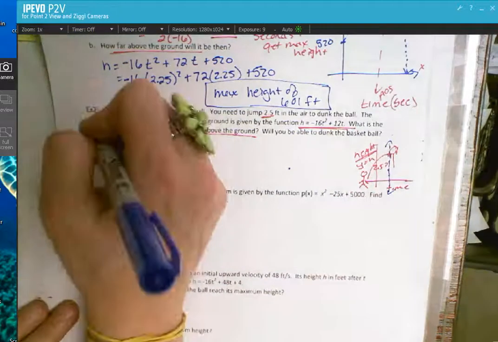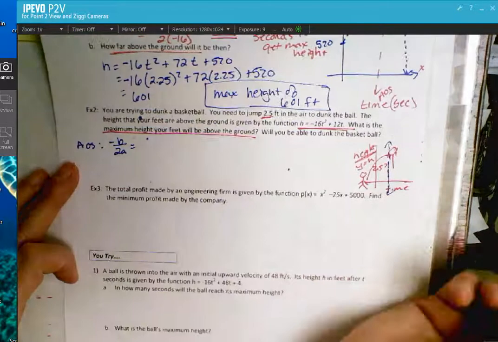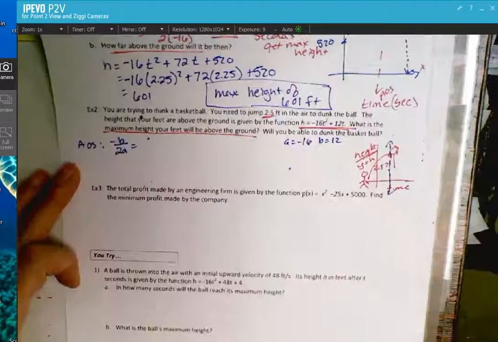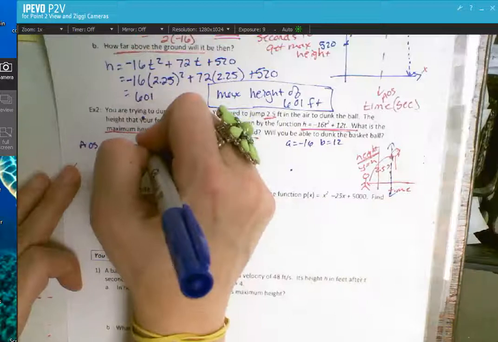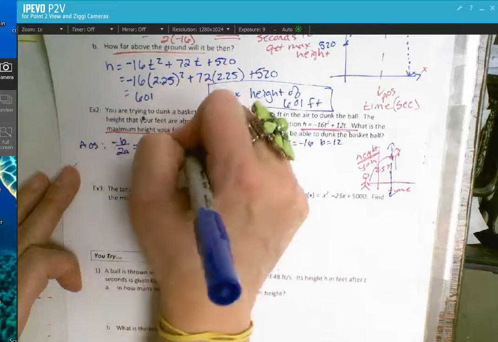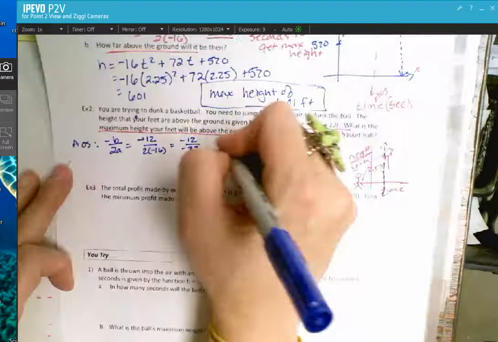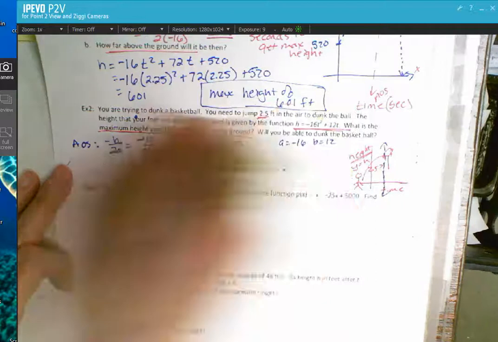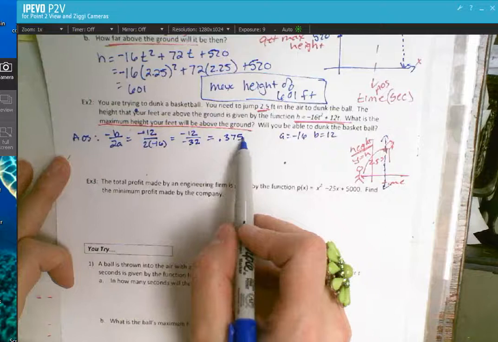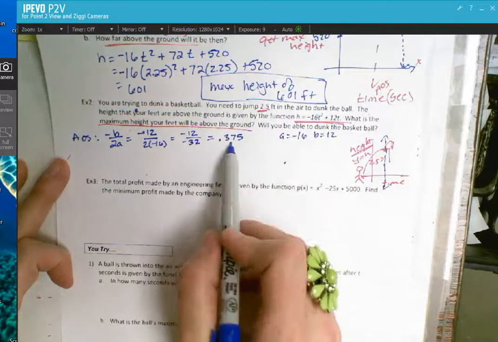So I'm going to start with my axis of symmetry, which we know is negative b over 2a. a is equal to negative 16, b is equal to 12. I'm just pulling those right out of the function they gave me. So negative 12 over 2 times negative 16 is equal to negative 12 over negative 32, which is equal to 0.375. It didn't ask us, but that tells me that in 0.375 seconds, I'll be able to jump however high this is going to get me. So let's figure out how high I'm going to get.